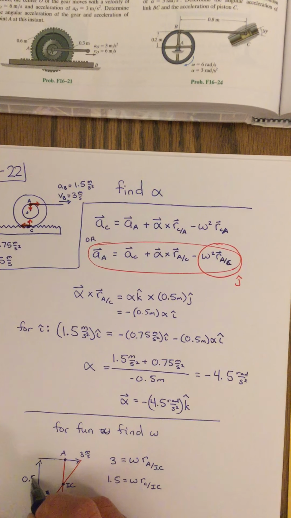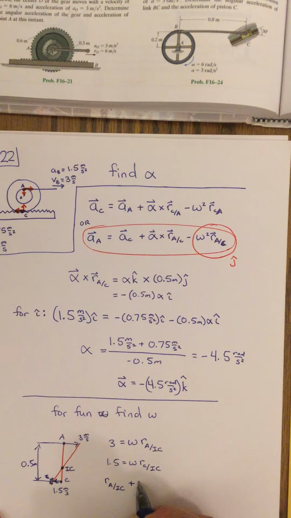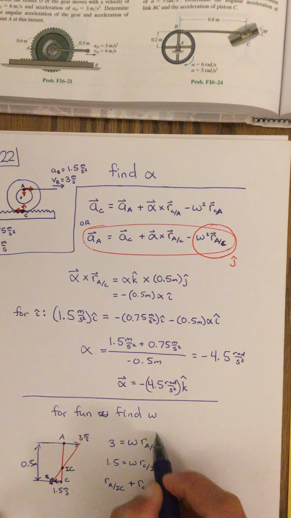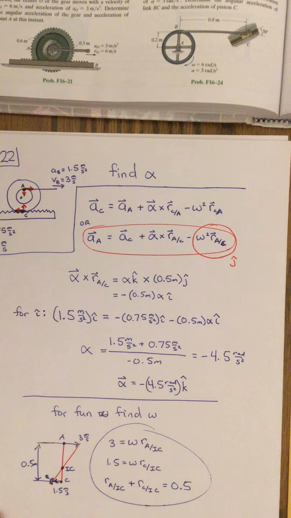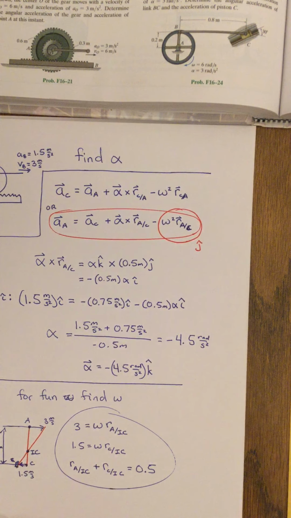That's the inner radius times the outer radius. So I can say, well, here we're just doing it with a scalar equation, so it's just the distance here. If I add this distance plus this distance, so that would be to point A from the instantaneous center plus the distance to point C from the instantaneous center, that must add up to 0.5. So if you take these three equations and put them together, you can find the angular speed.